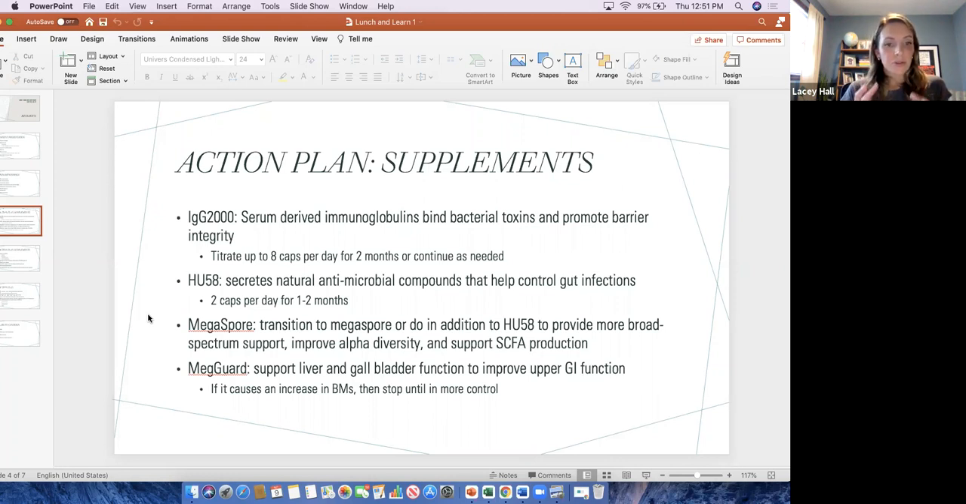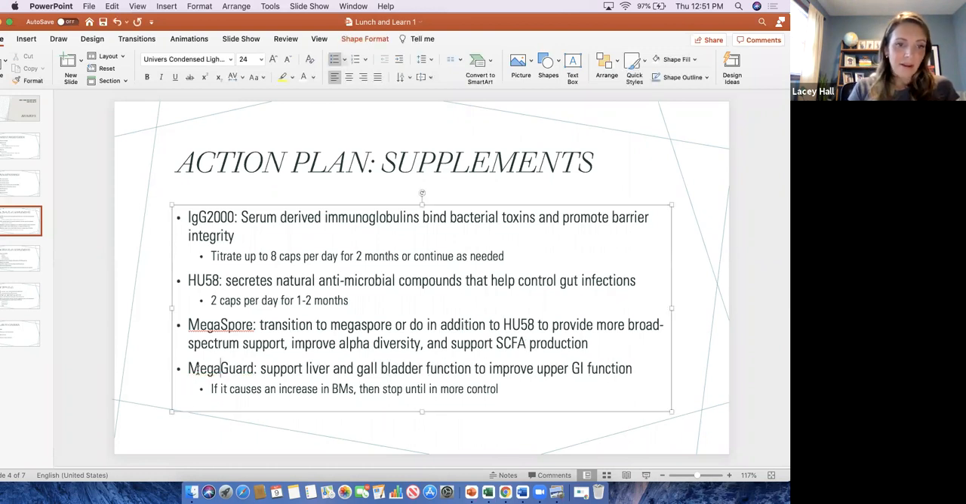These Bacillus strains help to support alpha diversity. They create vitamins, they secrete different substrates that feed the bacteria in the environment. So you're getting a bigger effect because, again, our goal is to improve this alpha diversity and the short chain fatty acid production. And if we keep doing that through supplements and diet, then we're really going to get her to a strong place. And then, oops, I spelled this wrong, MegaGuard.